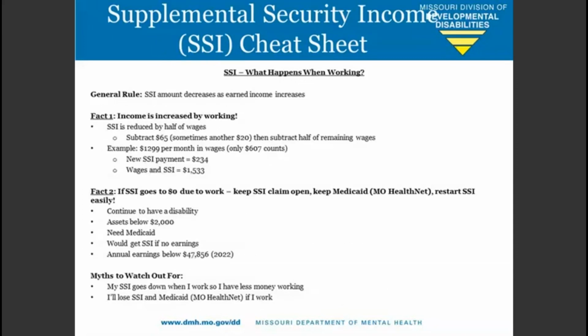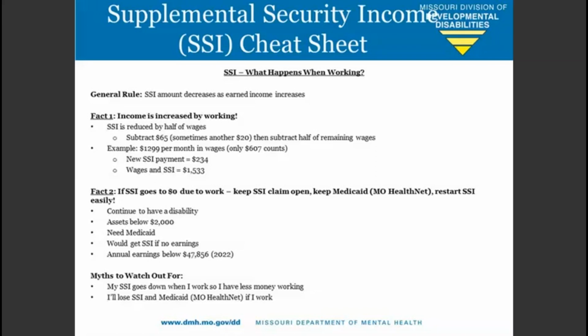So now what happens when that person receiving SSI goes to work? As we mentioned earlier, it's like being on that seesaw. As one goes up, the other's going to go down. So as somebody starts earning some work income, their SSI is going to be decreased by that earned income increase. Typically the first $65 and sometimes an additional $20 is subtracted. And then the remaining wages are divided in half.